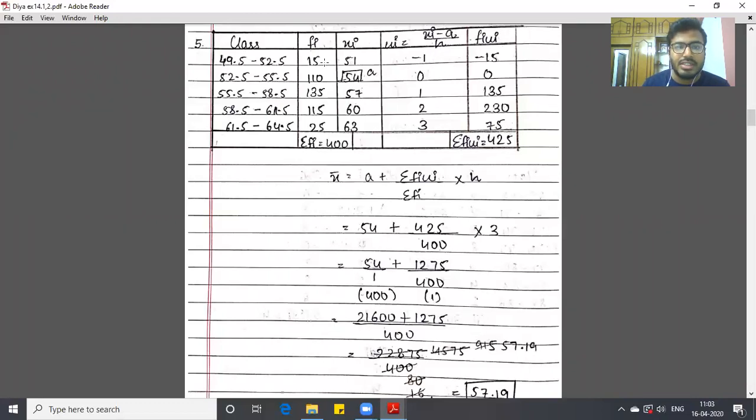fi ui is the next, same way. fi and ui, minus means multiply, then add all the plus ones and subtract the minus ones, and you're getting the value. fi ui is how much? 425. So 425 divided by 400, okay.